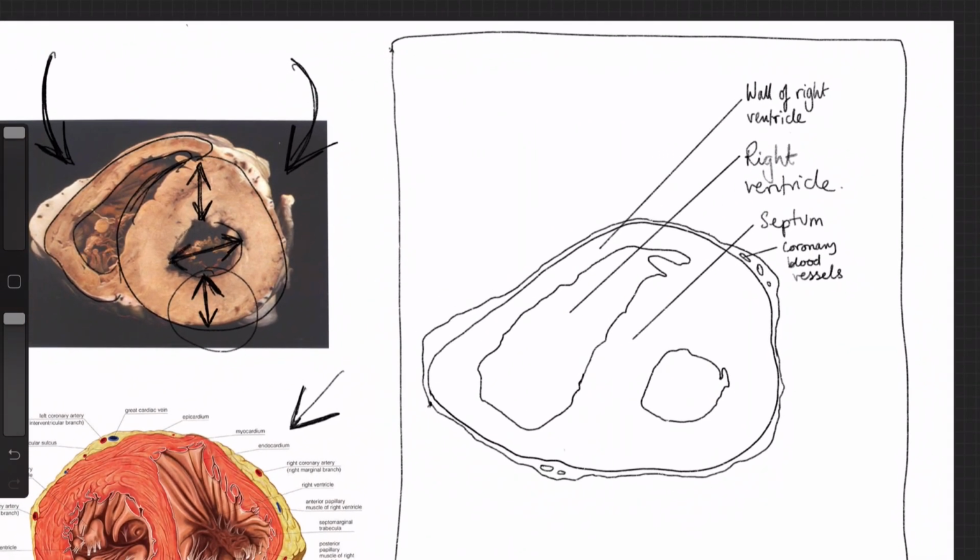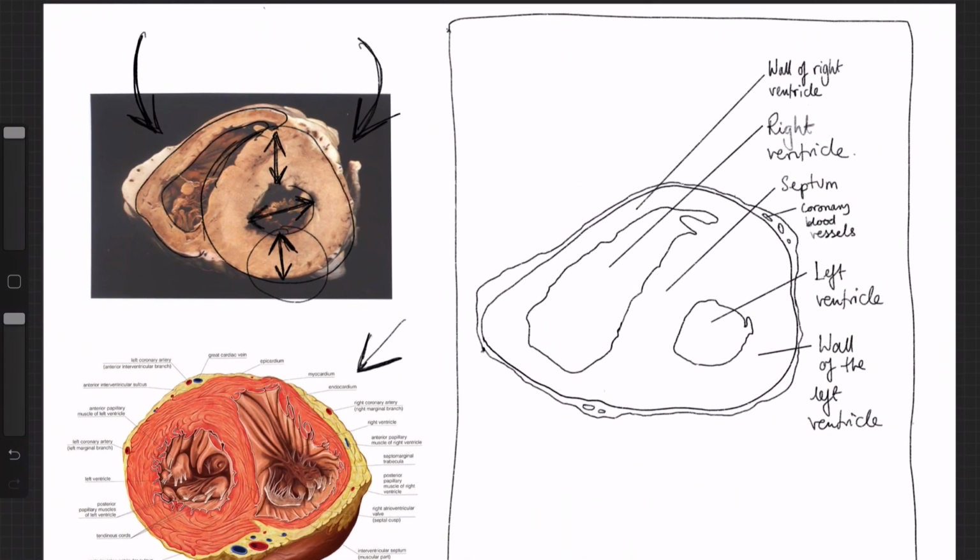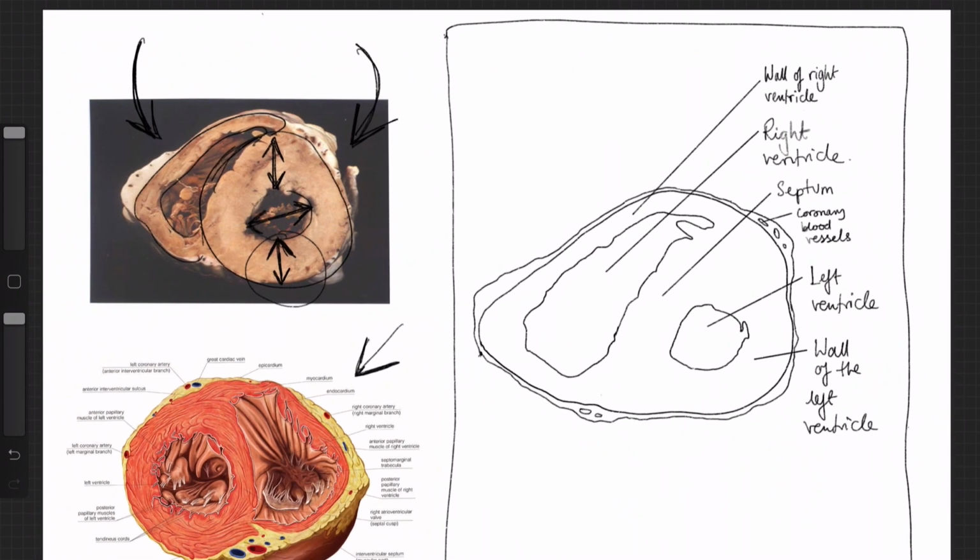Now here we have next, straighten that out, we have our left ventricle, and here we have the wall of the left ventricle. Okay, so I'm just labeling the key things, the structures that you are expected to know at A level. Those are the things that you should be able to recognize and label in a biological drawing. So that's a drawing at a macroscopic scale, okay, a biological drawing.